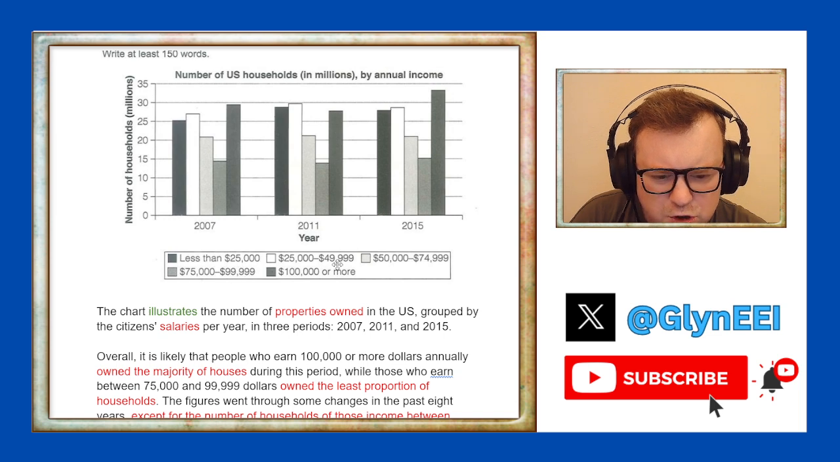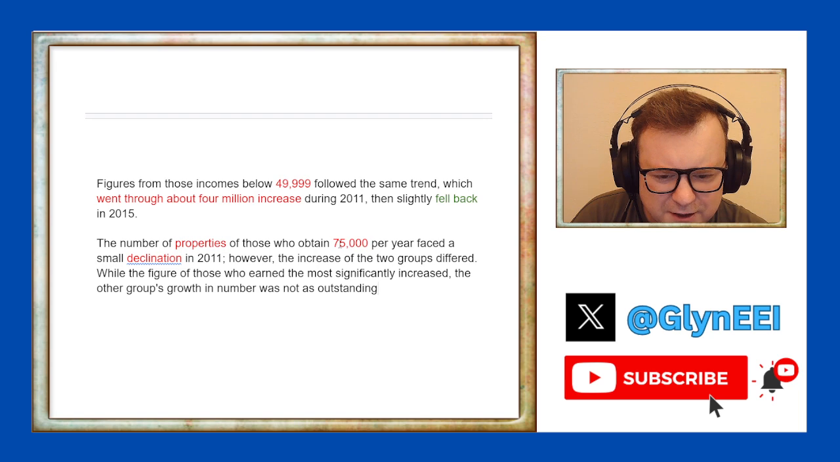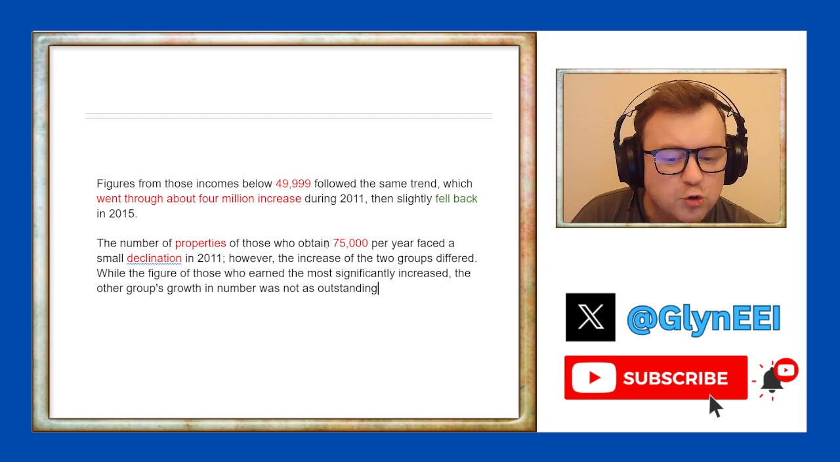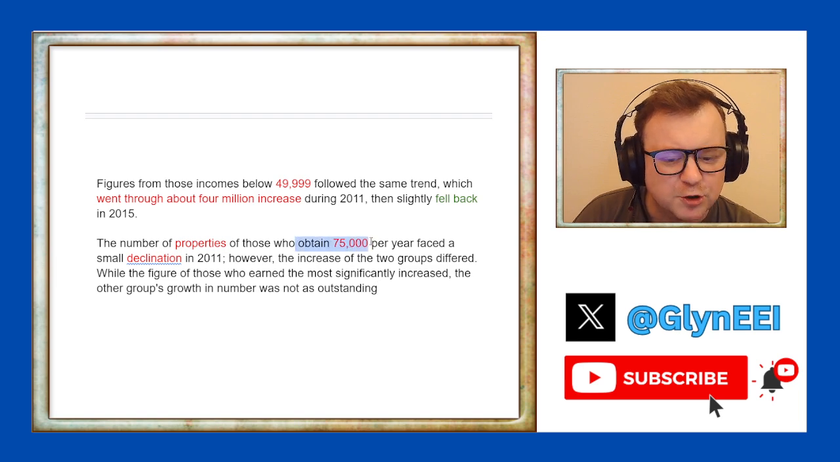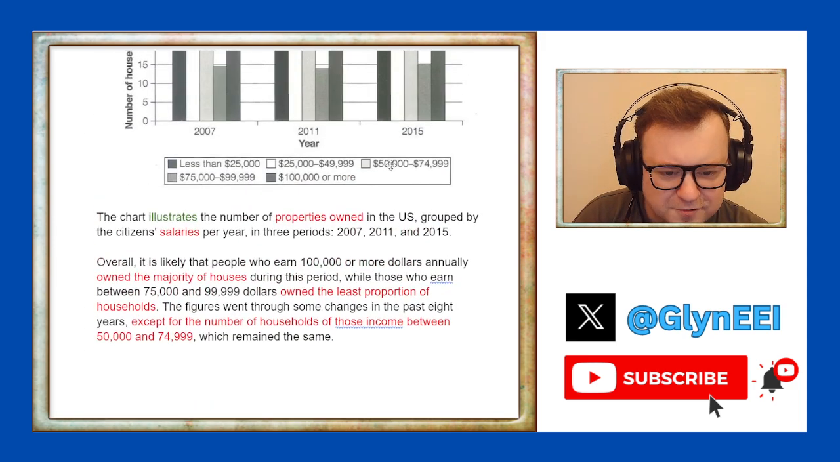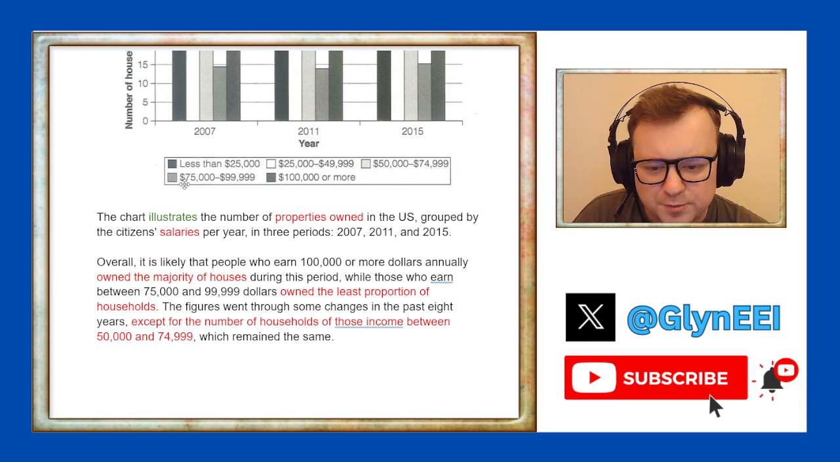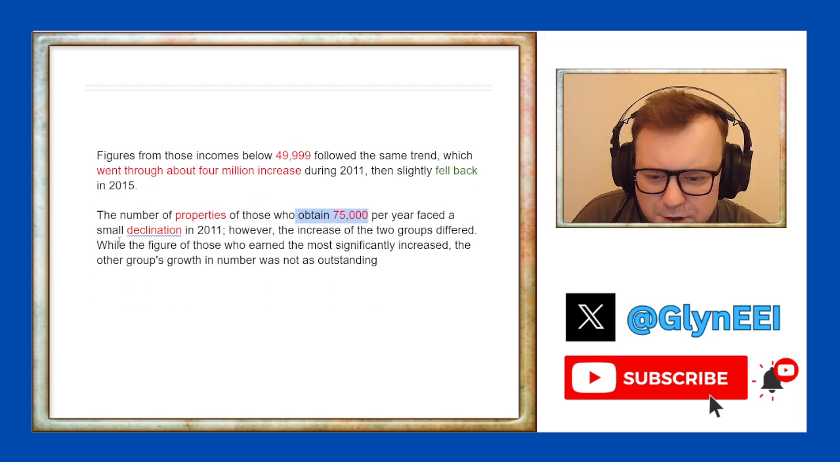Which group are you talking about? 75 to 100 or 50 to 75? You need to make that clear, because you just say 75,000 who obtain, maybe "at least" or "who obtain more than $75,000 per year." Maybe that would be more precise, but there isn't a group that earns $75,000 per year. There's a group that earns 50 to 74,999, and there's a group that earns 75 to 99,999, but there isn't a group that earns $75,000 per year.